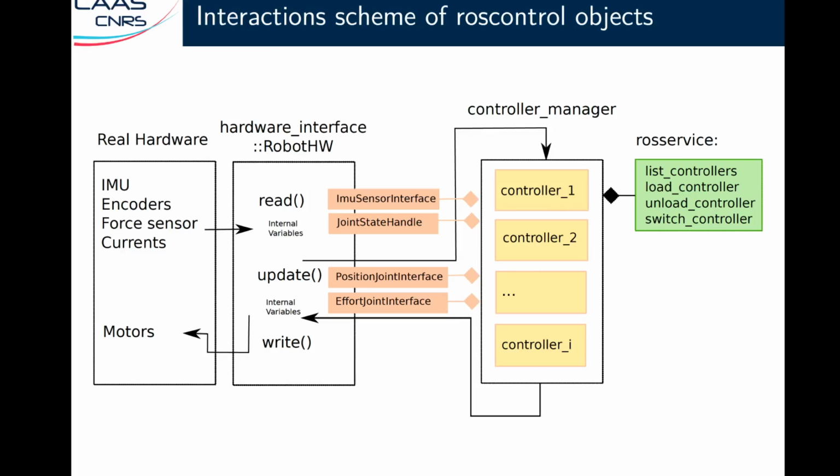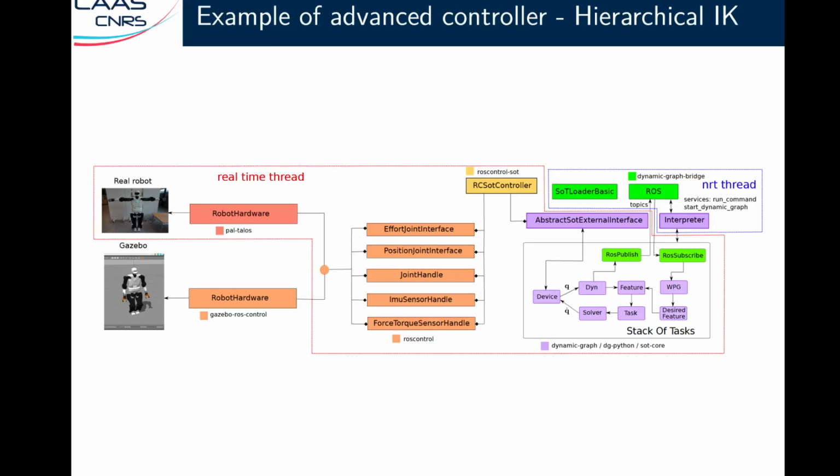Now the controllers that you have in yellow on the right are loaded through ROS services, which are specified in green on the far right of the slide: list controller, load controller, unload controller, and switch controller. Here you have an example of an advanced controller, which is our own hierarchy of inverse kinematics, which allows us to switch between, on the left, the real robot or Gazebo on our computer. Again, everything is done through the interfaces, and what we have done is we have implemented our own ROS controller.